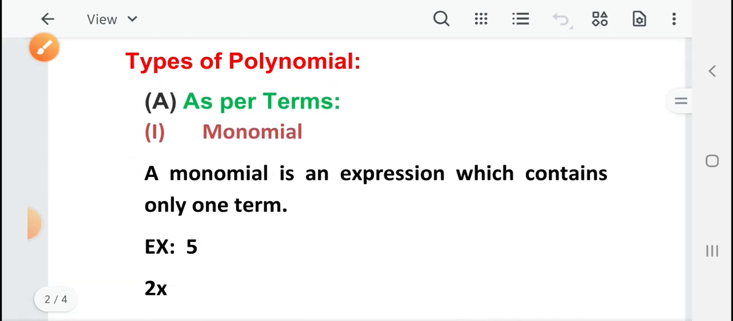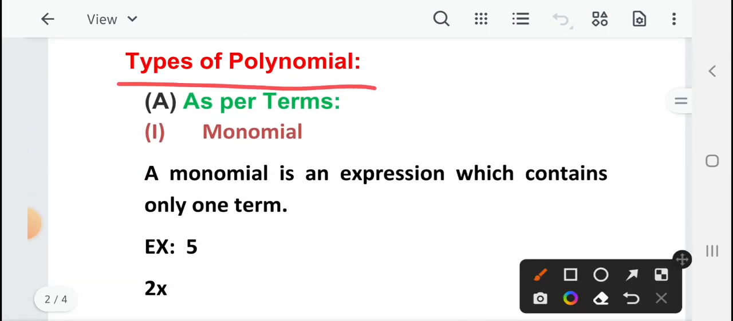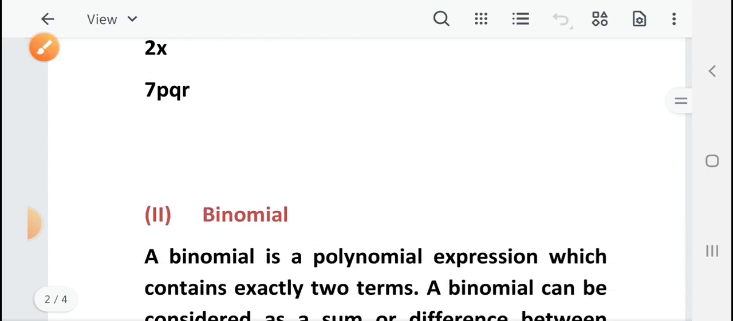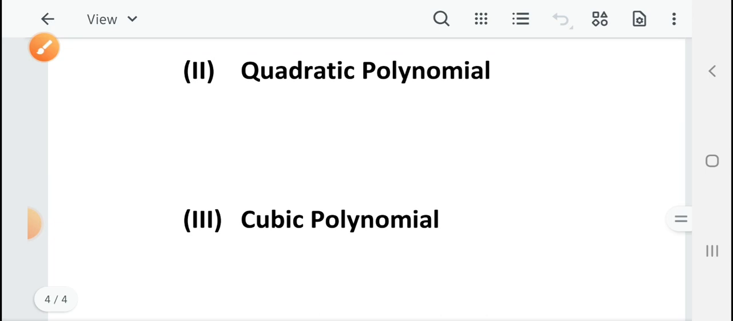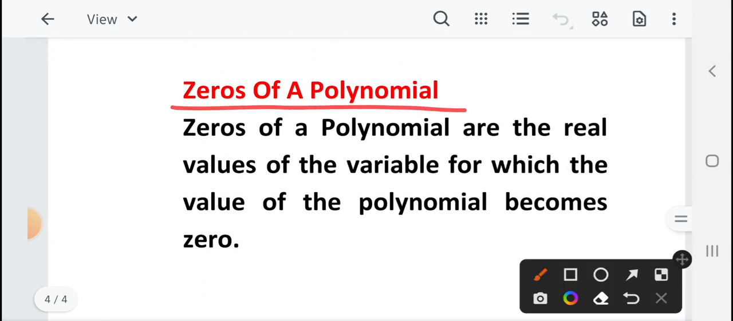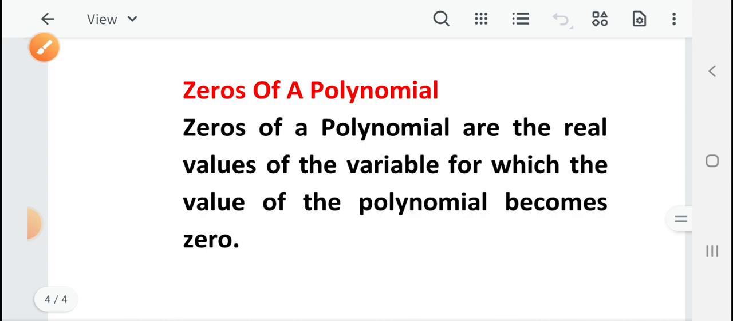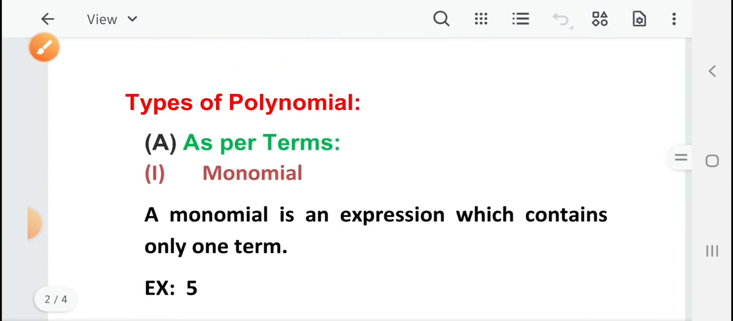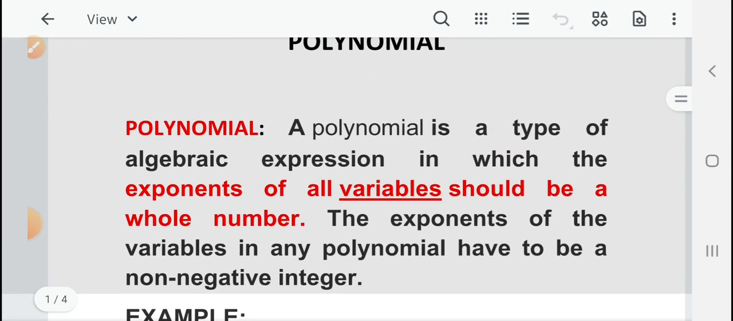Then we will learn about different types of polynomials, as per terms and as per degree. Then in the last session of this video we will learn the zeros of a polynomial, what is zero and how to find the zeros of polynomials. Let's start the video.